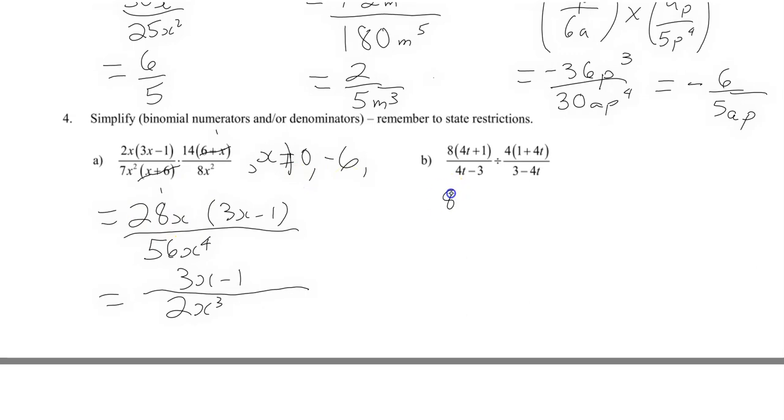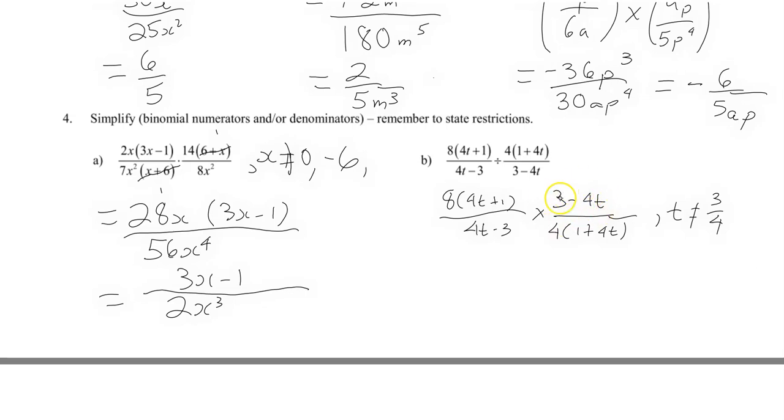Divide. Okay, first step before you do anything else is just to change it to a multiply. Times 3 minus 4t. Okay, this is something we saw simplifying the other day. 1 plus 4t. Okay, so restrictions. We have to look here, here, and here. So 4t minus 3, t cannot be. So remember, move this over, it becomes 3, or change that sign. So 3 over 4.